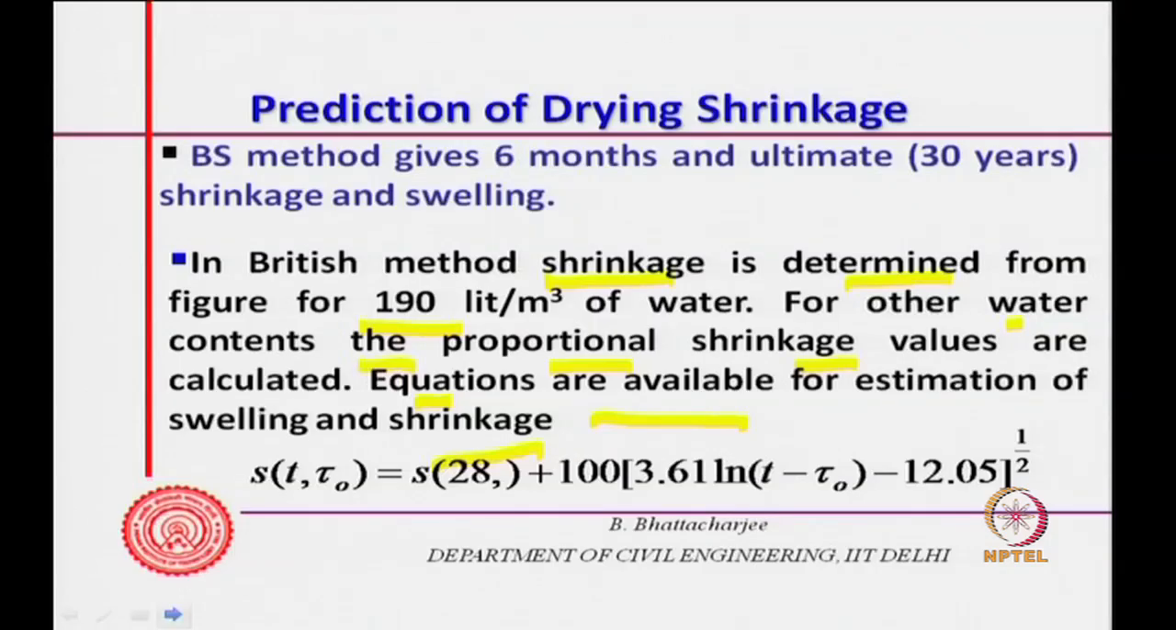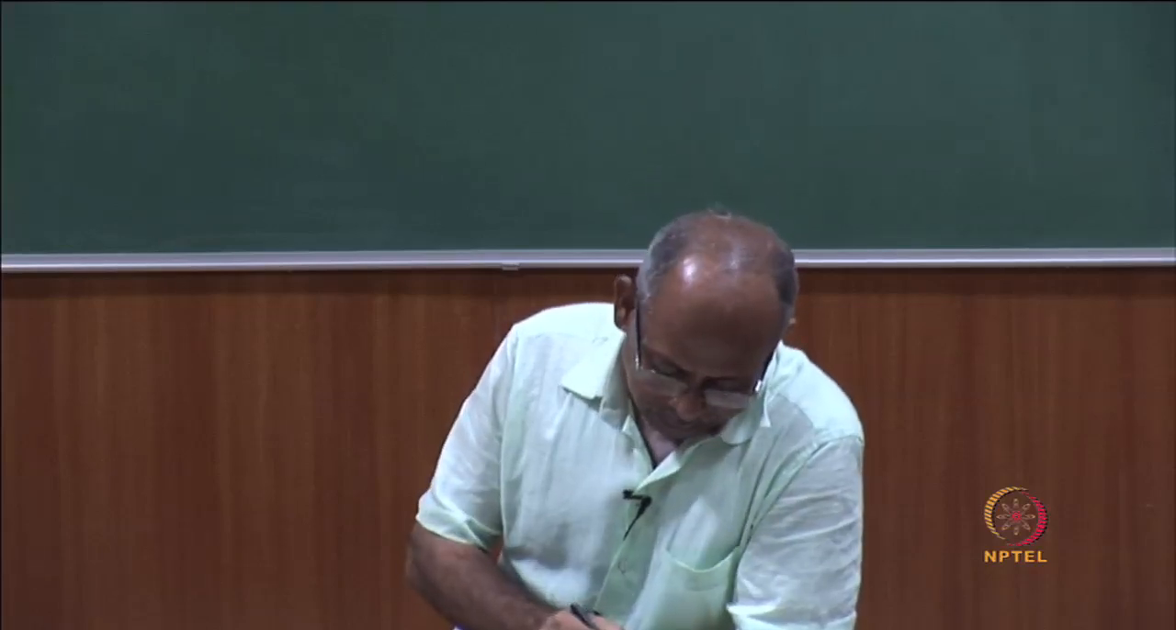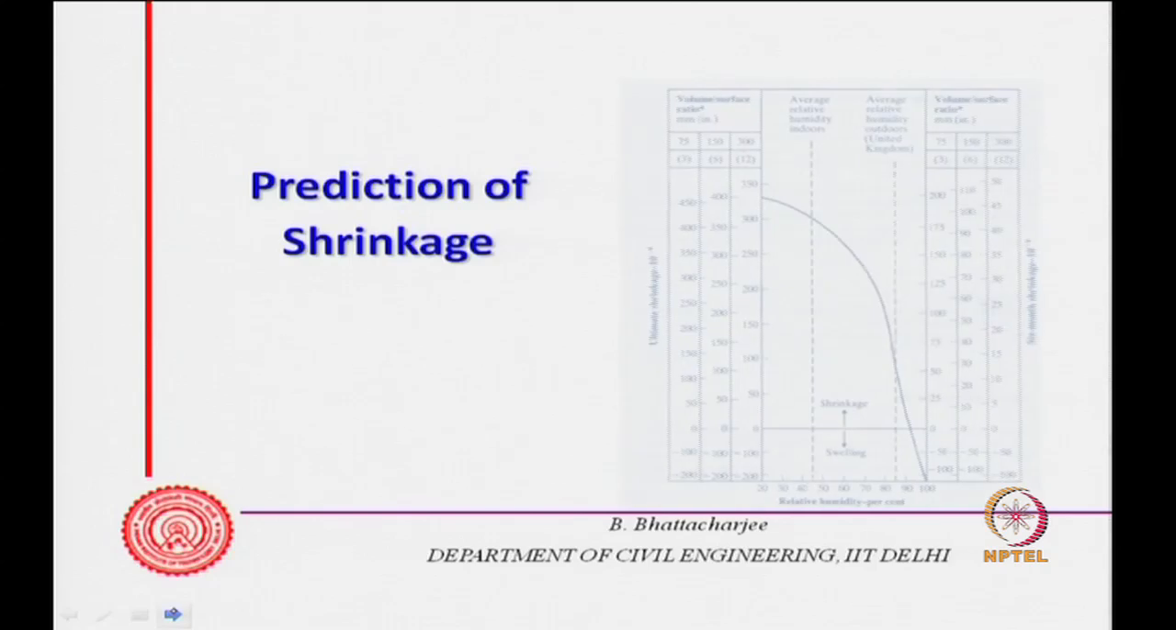So, their first formula is S t, where t is in tau 0, is S 28 days, times t minus tau 0 over 3.61 ln (t minus tau 0) minus 12.05 to the power half. So, what you want to know, at any time you want to find out with drying starting from this date, first you have to find out S 28 and then you can relate this. Now, S 28 can be obtained from 6 months or ultimate shrinkage by formulae which are available. Let us see the case of this nomogram.